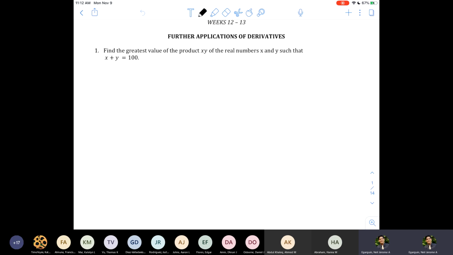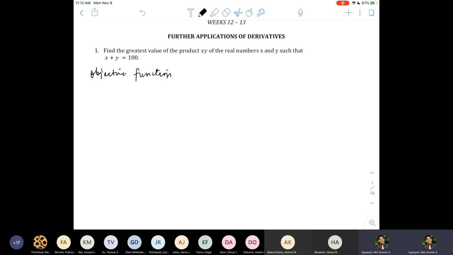So let's start. Problem number 1. For number 1, we need to find the greatest value of the product xy of real numbers x and y, such that x plus y is 100. Maybe the first step is to write the objective function. So what is the objective function?